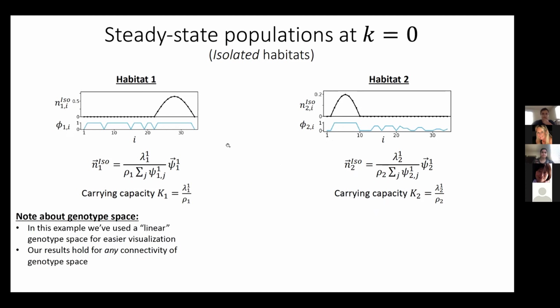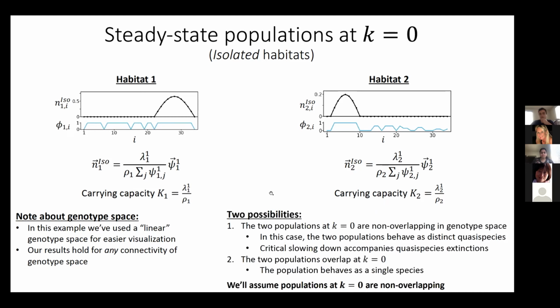One thing to note is that we've used what I'm calling a linear genotype space, meaning if you look at some genotype, let's say genotype 30, it can mutate to genotype 31 or to genotype 29, but it can't mutate all the way over to, let's say, genotype 20. Of course, this isn't the way that real genotypes work, but all of our formulas are totally general for any choice of which genotypes can mutate to which others. So these formulas are perfectly valid for the more realistic genotype space. But for the purpose of visualization, it's easier to just use this linear genotype space.